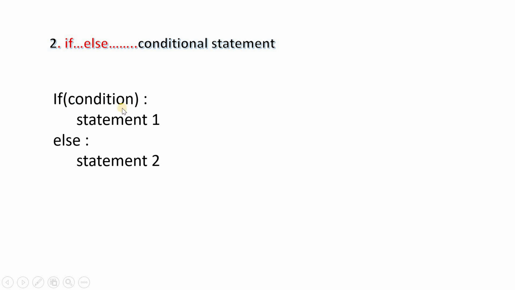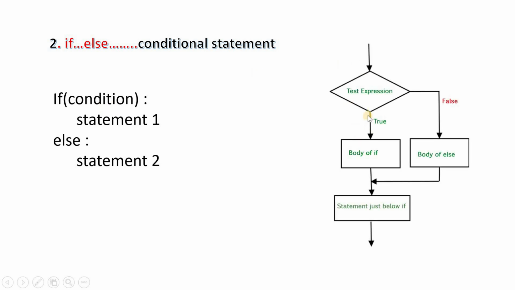I mean to say, as I told you, there may be two possibilities for any condition. The condition may be true or the condition may be false. Let's discuss with the help of a flowchart. If the condition is true, then the given statement will execute. If the condition is false, then it will move to the else part. Otherwise, control will not move to the else part. The else part will execute when the condition is false.